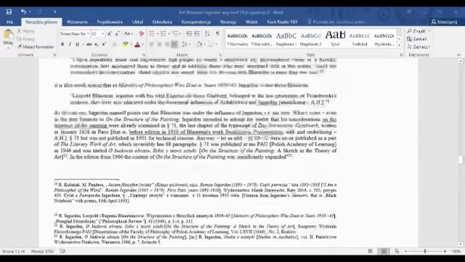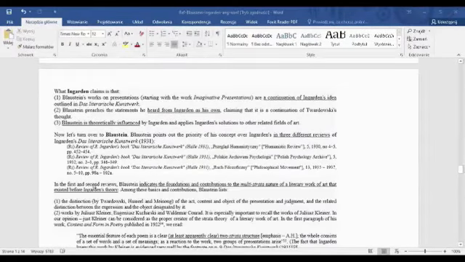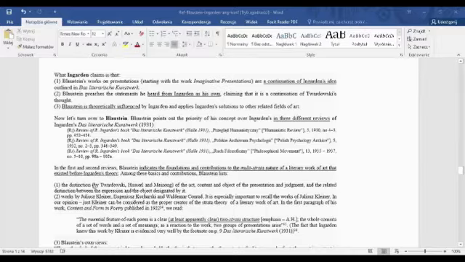What Ingarden claims is that Blaustein's works on presentation, starting with the work Imaginative Presentation, are a continuation of Ingarden's idea outlined in Das literarische Kunstwerk. Blaustein preaches the statements he heard from Ingarden as his own, claiming that it is a continuation of Twardowski's thoughts. Blaustein is theoretically influenced by Ingarden and applies Ingarden's solution to other related fields of art. Now let's turn over to Blaustein.